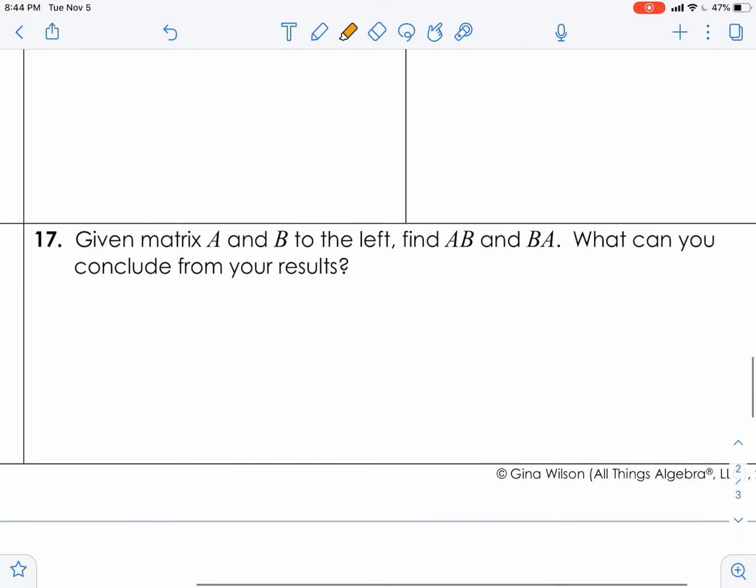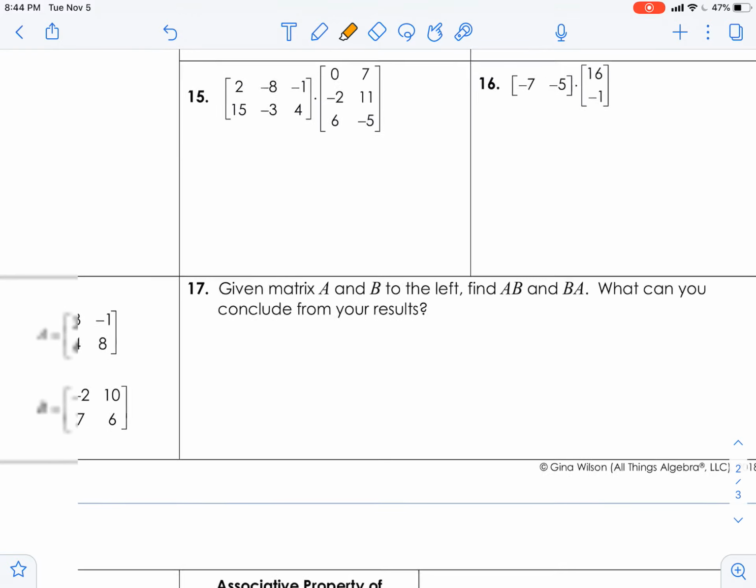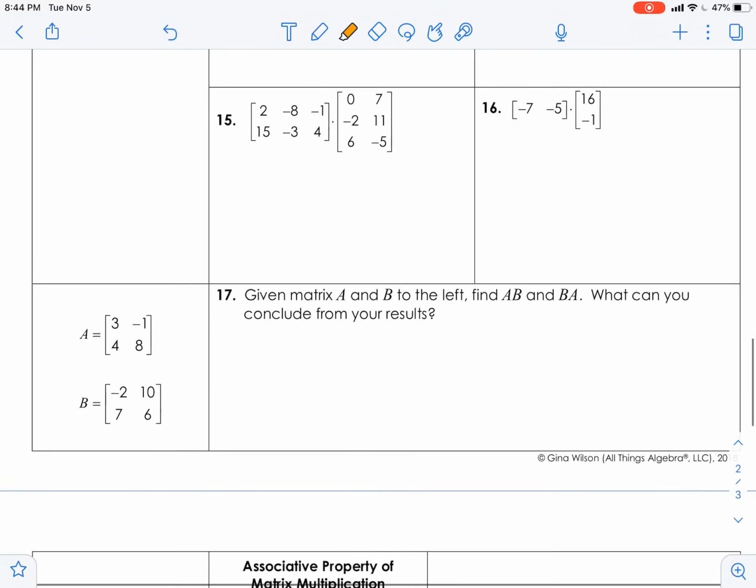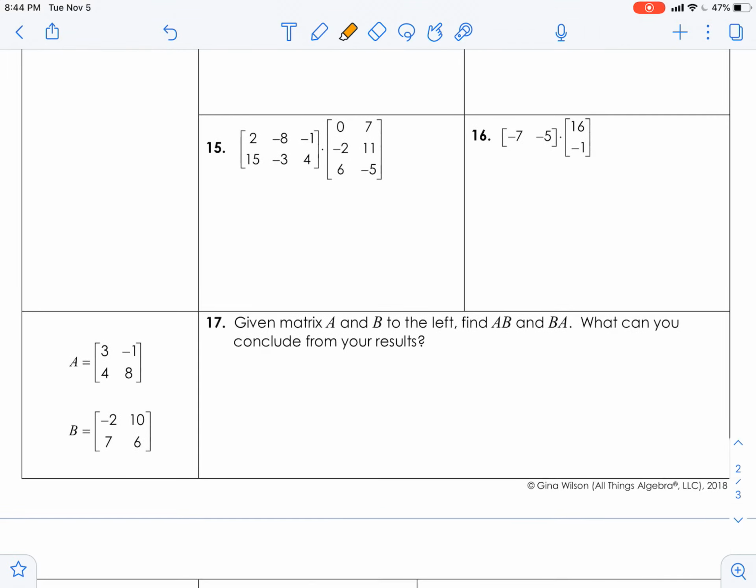And then there is one final question down at the bottom for you. And this is kind of looking at properties per se. It is given matrix A and B at the left, so we're talking the ones over here. What they're wanting you to do is look to see, is matrix multiplication commutative? Does it matter what order I multiply in? So what you do need to do is do the multiplication of A times B in that order, and then B times A.